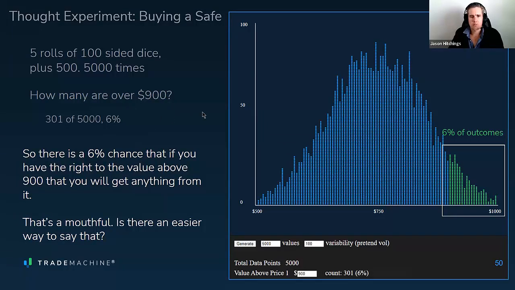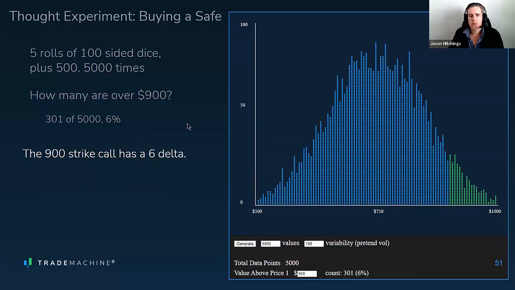Well, that's a lot of words, right? That's a lot of things to say. Is there a faster way you can say that in the options world? It turns out that there is. It's that the 900 strike has a delta of 6.